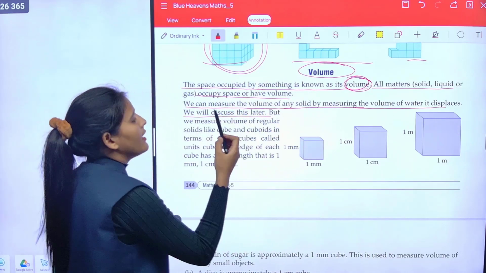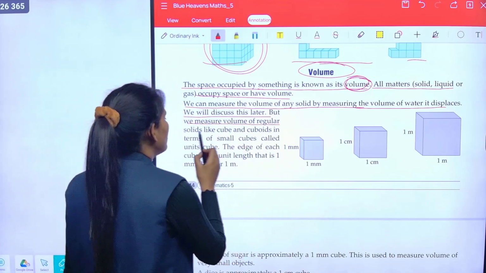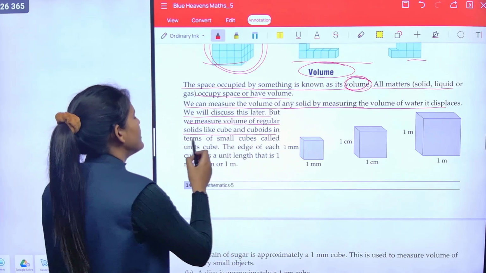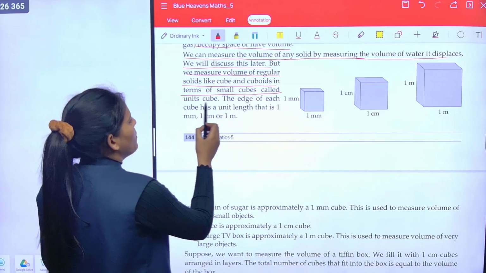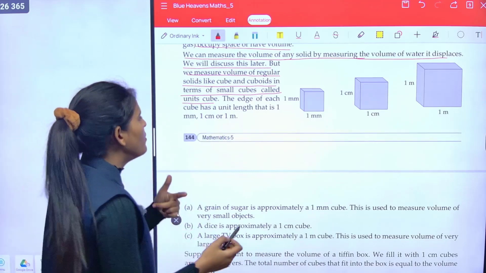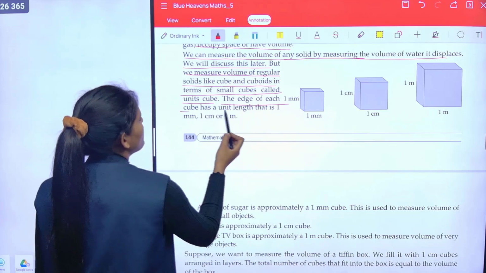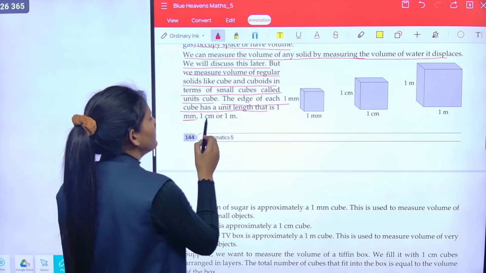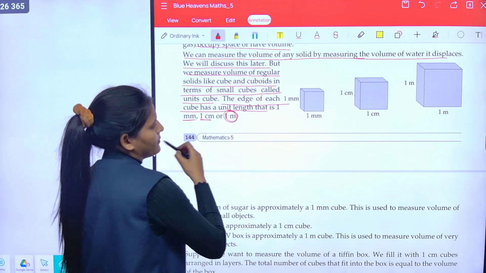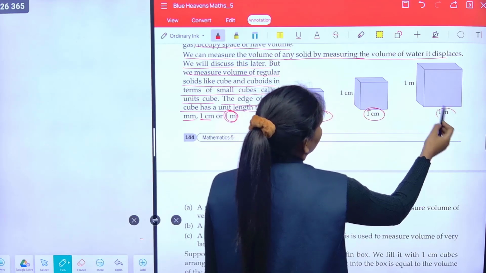We will discuss this later, but we measure the volume of regular solids like cubes and cuboids in terms of small cubes, called unit cubes. क्या बोलते हैं उसको? Unit cubes. The edge of each cube has a unit length, that is 1 millimeter, 1 centimeter, or 1 meter.